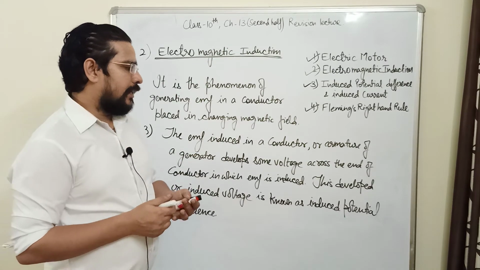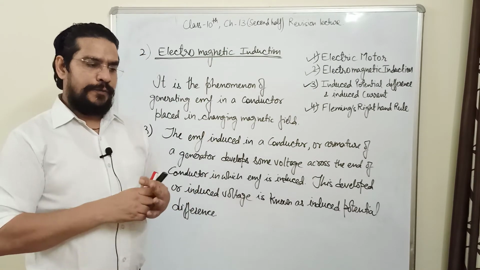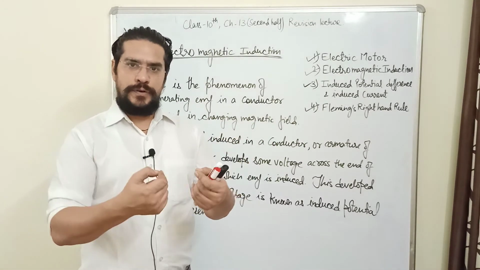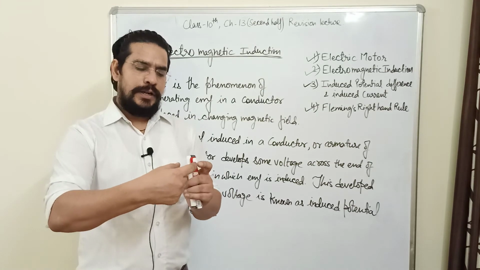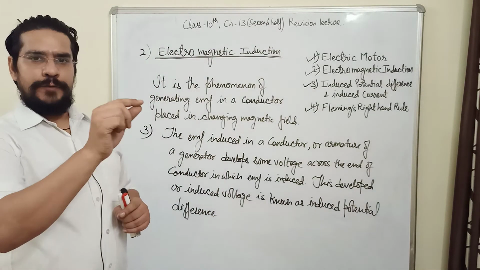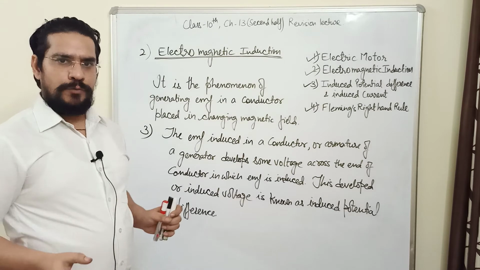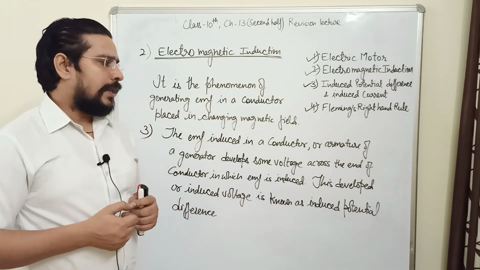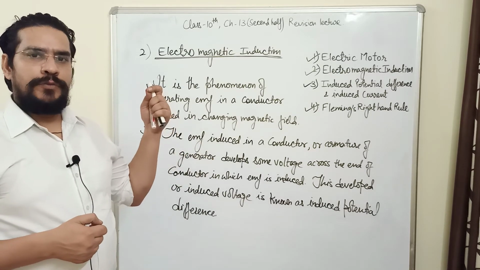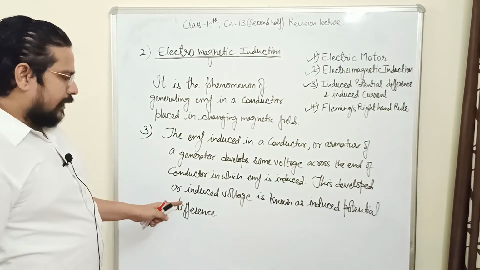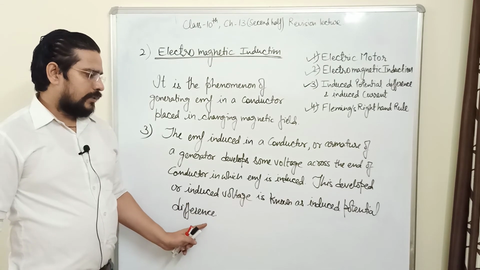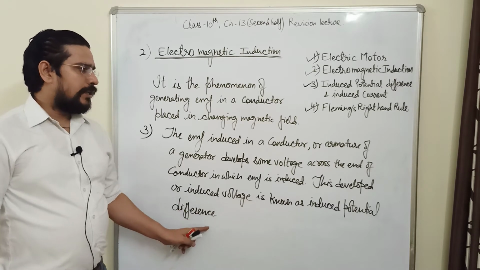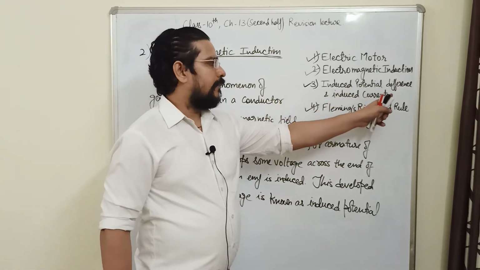When EMF is being induced in a conductor, obviously if you measure with the help of a voltmeter at the ends of the conductor or at the ends of the armature, you will be able to see a reading of 5 volt, 6 volt, 12 volt, 220 volt, whatever the value, depending on the strength of the magnets of the generator and the length and resistance of the conductors. Some potential difference can be measured across the ends of a conductor, and that voltage is known as induced potential difference.